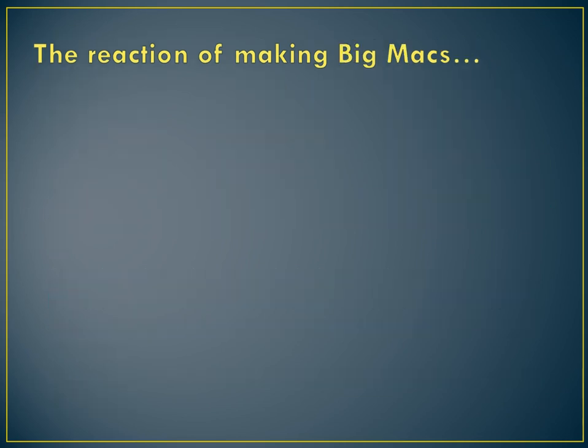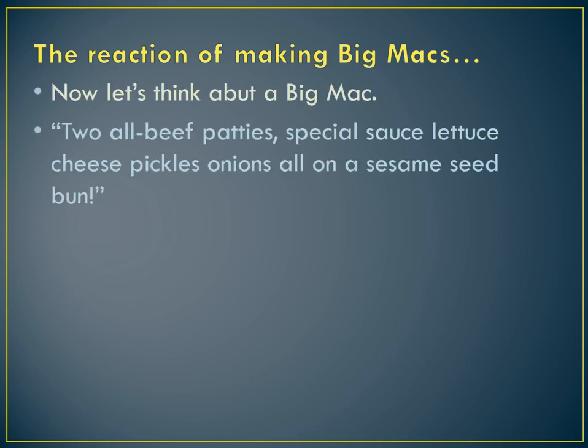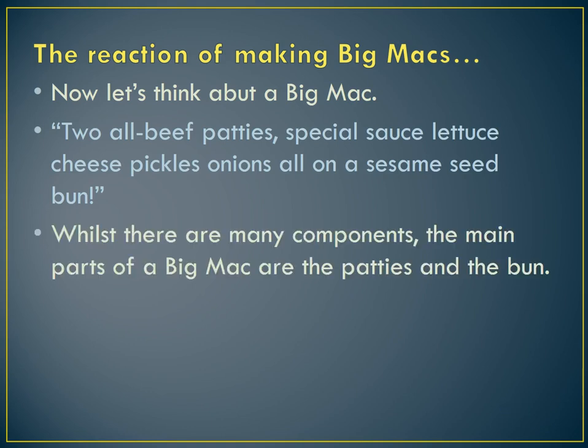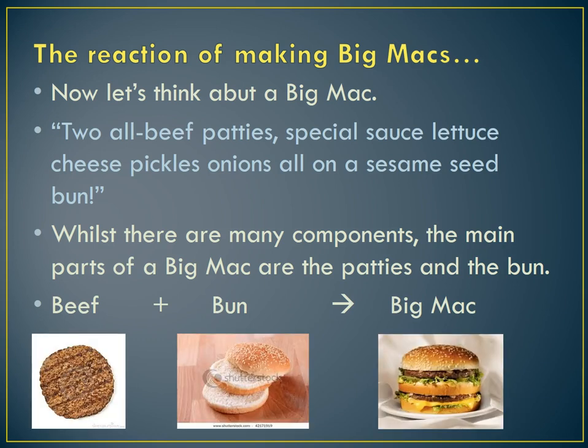Let's go through Big Macs fairly quickly. It just shows some different ratios. So if we look at this, we've got 2 all beef patties, special sauce, cheese, pickles, onions, all on a sesame seed bun. Well, we're not going to do all of that, but essentially the main components of a Big Mac are the patties and the bun. Okay, so if we look at the beef plus the bun, we're going to get a Big Mac.